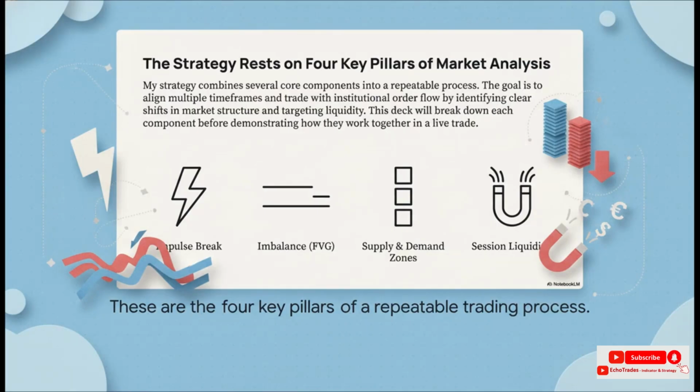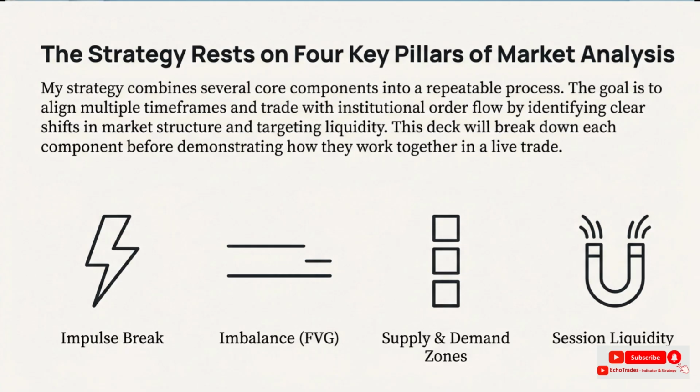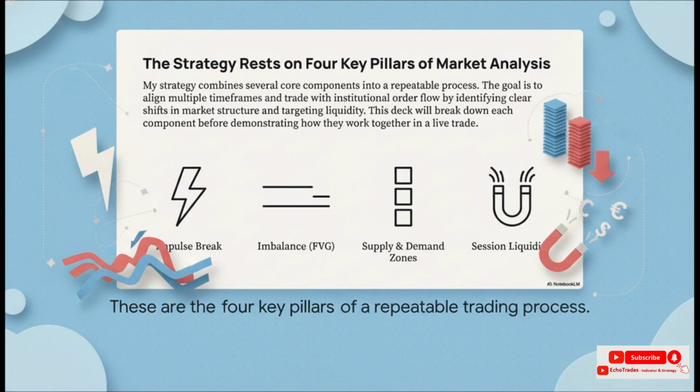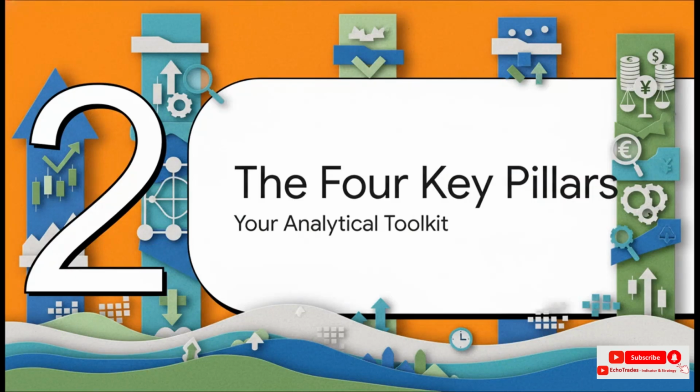This entire strategy really just boils down to 4 core components. You can think of them as your essential toolkit. We've got the impulse break, imbalance, supply and demand zones, and session liquidity. Once you really get a handle on these 4 things, you've basically built the entire foundation for the system. All right, let's dive in.